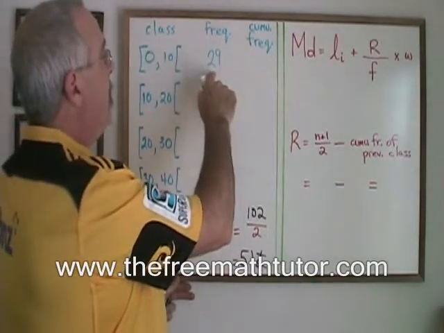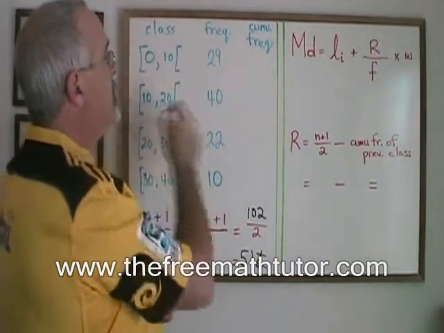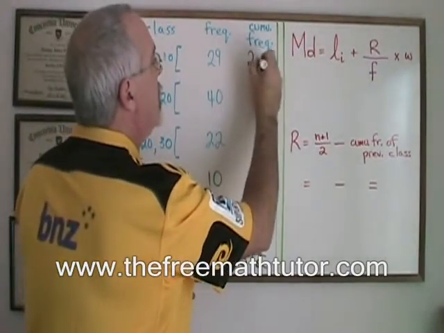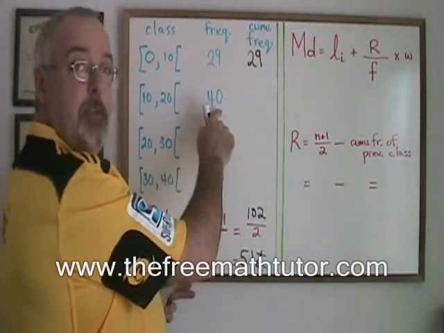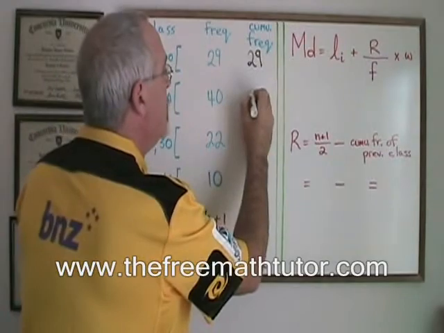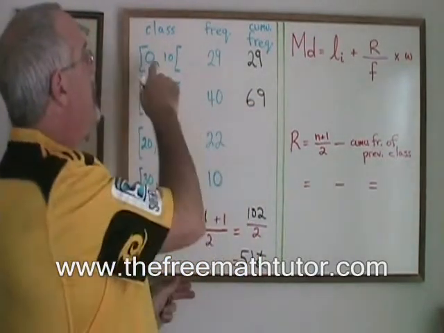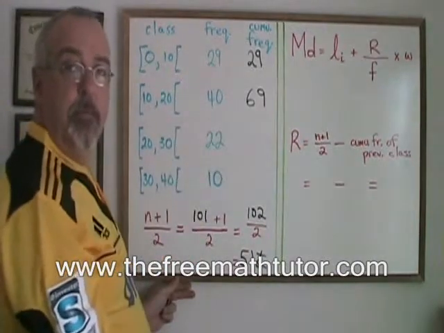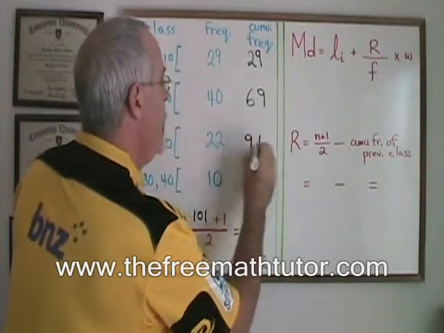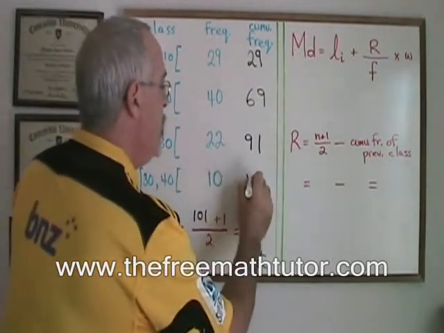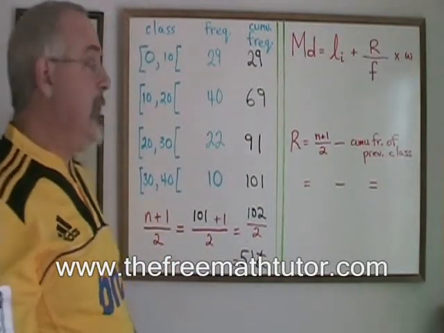So in the first class, there are 29 couples that have been surveyed and that are found within this class. The cumulative frequency, the total that we have so far, is 29. But if we add the 40 from the second class, our cumulative frequency becomes 69. There are 69 couples who have been married between 0 and 20 years. That's what that means. Adding the 22, we have 91, and then adding the 10, we have 101. And our sample size we always knew was 101. So this makes sense.